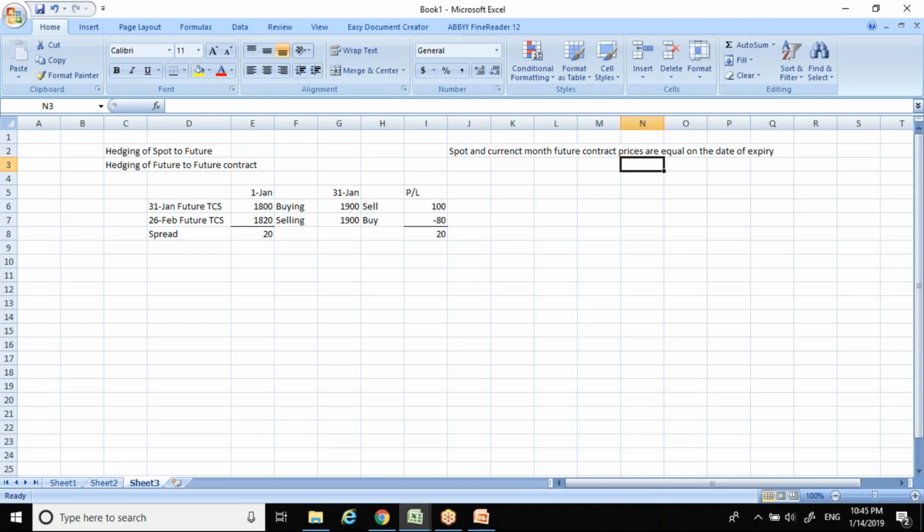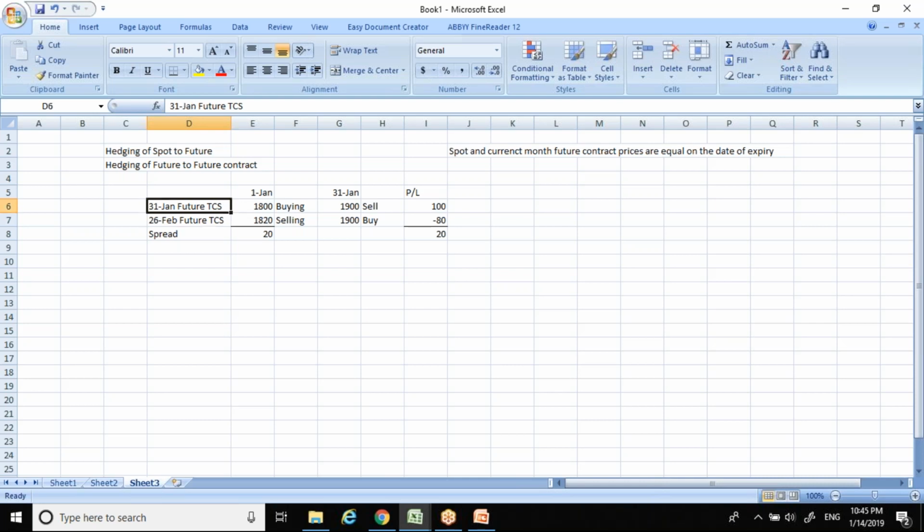However, the second month contract will still have 1 month validity. So on 31st January, this contract can still be held. You can hold this contract till 28th of February. So hold on, I'll repeat that.